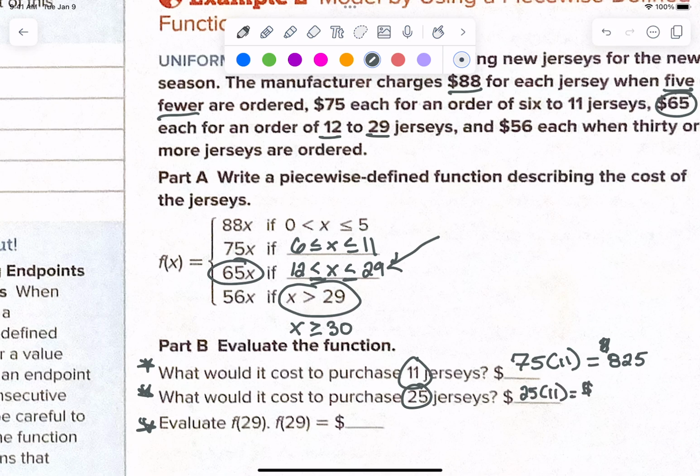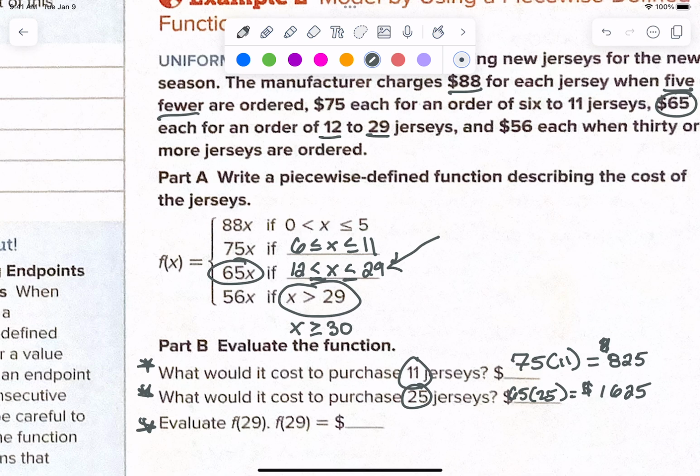What is it? Not 11. What are we doing? 65 times 25. I can't think today. 65 times 25 is 1,625. Okay, 1,625 for that much.